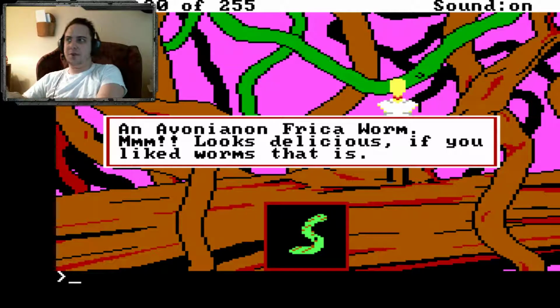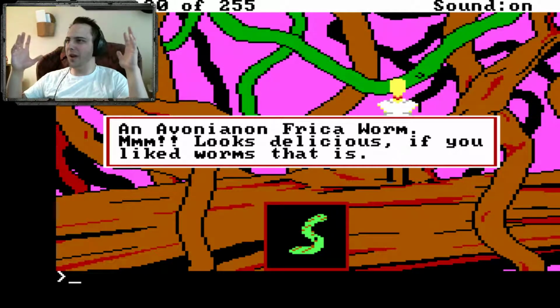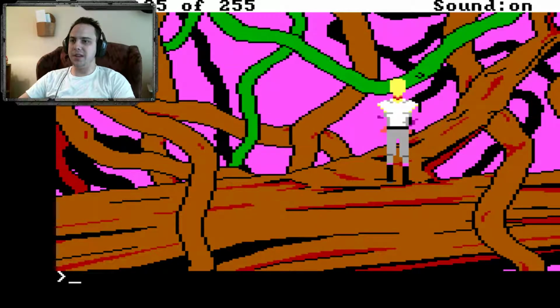Left foot forward, right foot forward might be a little too obvious. It's an exaggeration, but doing all the look commands and the take command and the lighting in this is just weird. Someday I'll figure out how to do good lighting, but doing all those in a row might have been just a little bit overkill. And Avonian Freako Worm. Looks delicious. If you liked worms, that is.